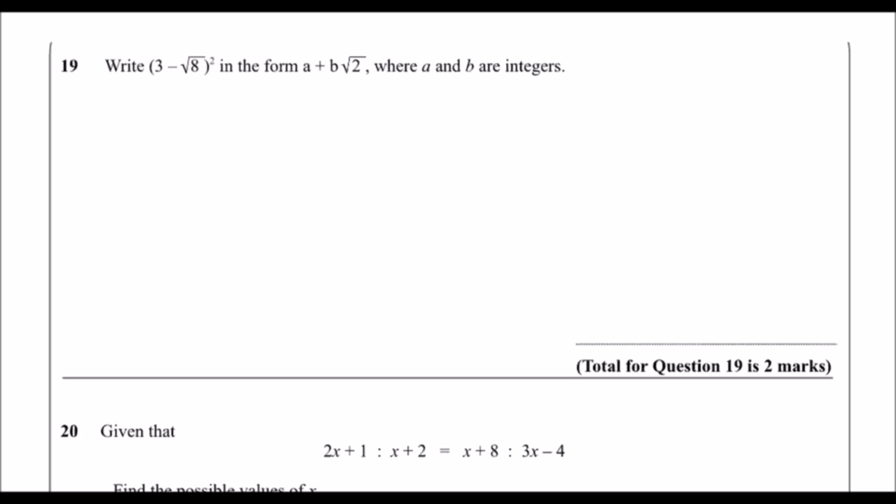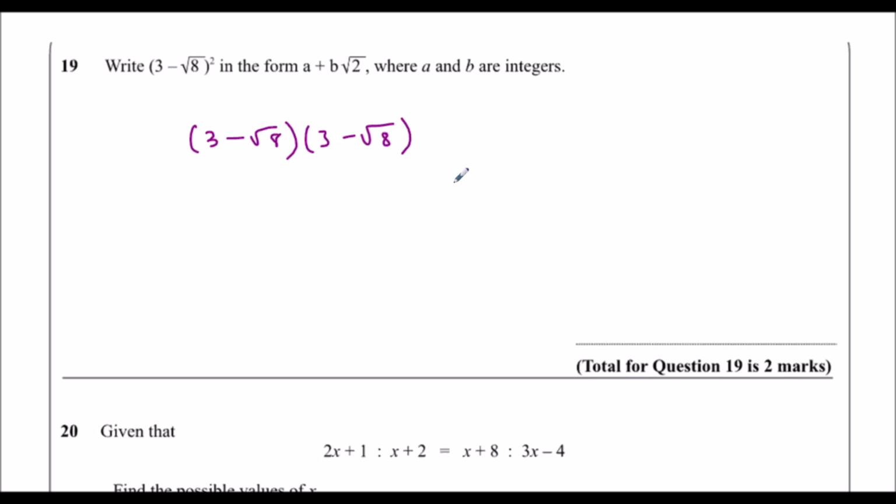Question 19. Write (3 minus root 8) squared in the form a plus b root 2, where a and b are integers. So squared means multiplied by itself. So we've got 3 minus root 8 times 3 minus root 8. And, well, we can either change root 8 now or change it at the end.